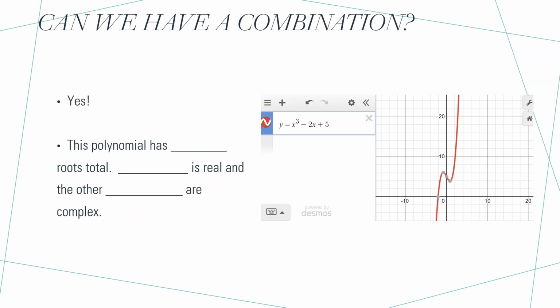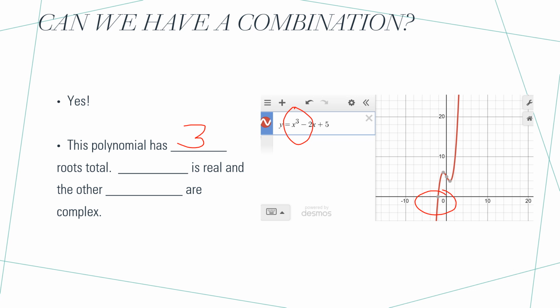So where do we go from there? Can we have a combination? Yes, absolutely. It's not like all the roots are real or all the roots are complex. If you look at this one, we know that there are three roots. Why do I know there are three roots? Because the highest exponent is 3. The degree is 3. Now, when I look at the graph, this polynomial has 3 roots total.